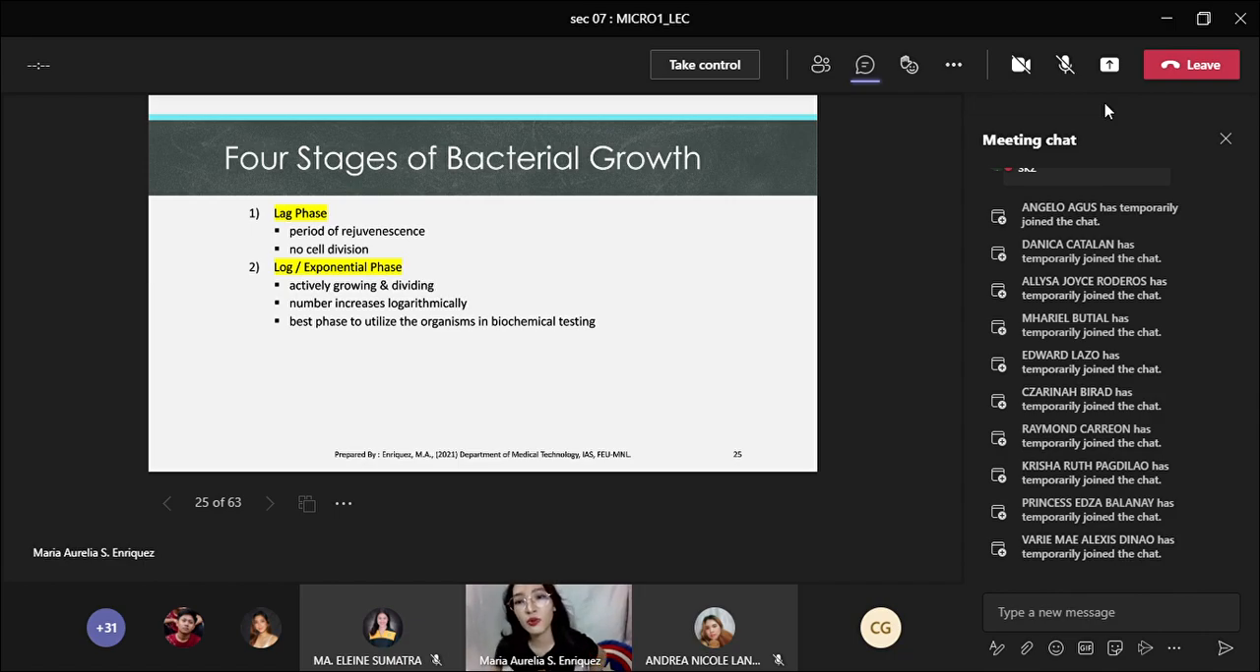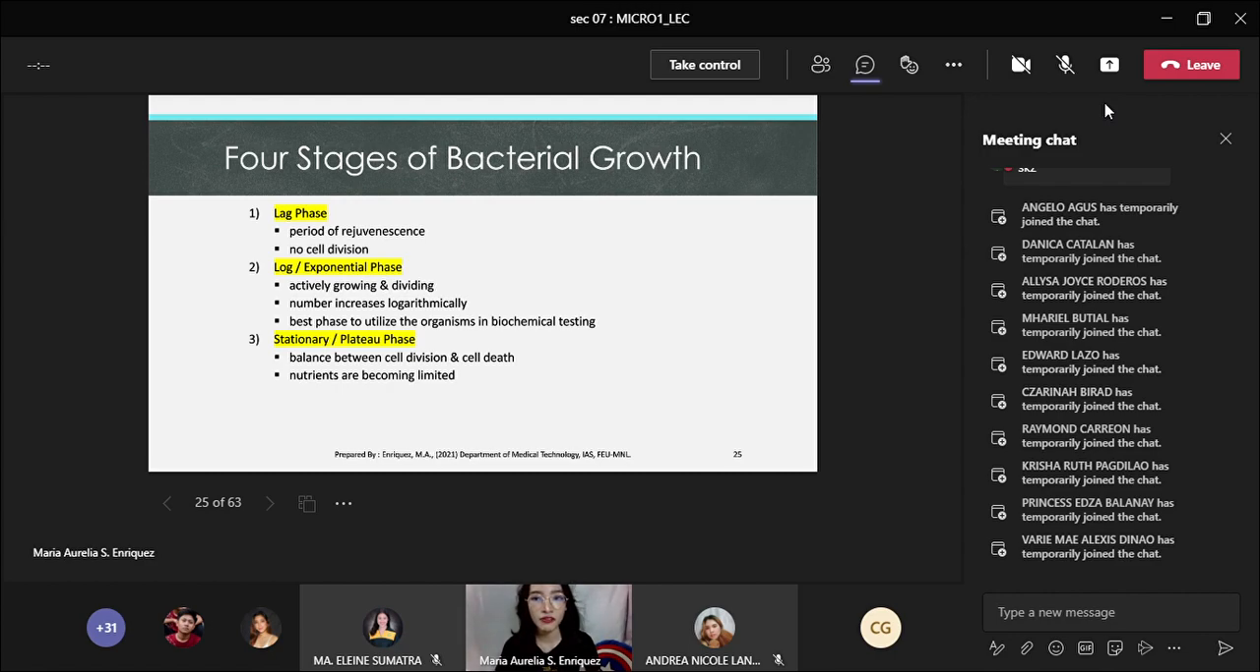So this is now where the bacterial cells are actively growing and dividing. And ito rin po yung best time for us to collect samples for biochemical testing. So based on experience po, medyo hindi na rin po kasi accurate yung nagiging test results kapag luma na yung pinanggalingan na culture. Third is the stationary phase, also known as the plateau phase.